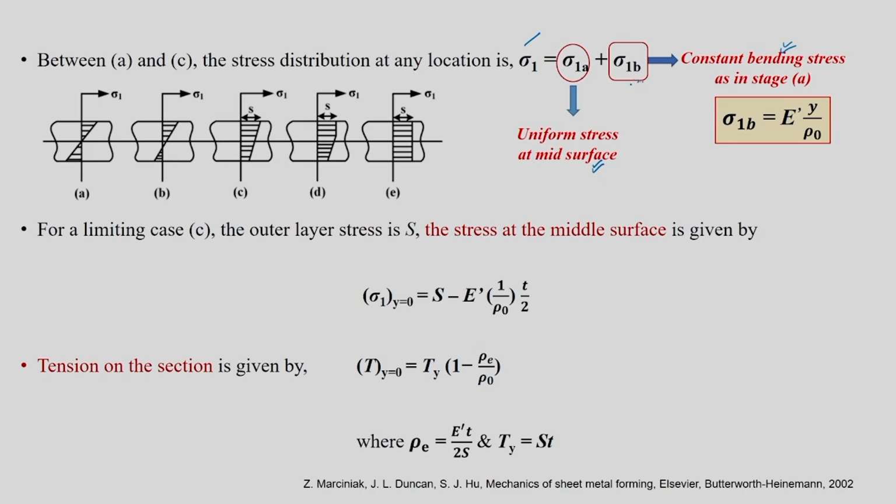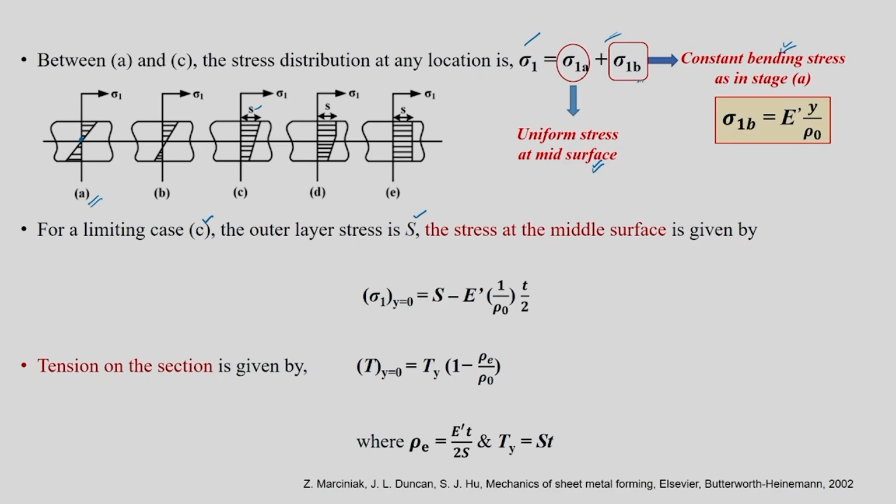So in this case you will see that in the A part, of course, sigma 1A will not be there, sigma 1B will be there, so that is why it is actually 0 at the center. Okay, so now let us go to the limiting case. Now these two are known to us. For a limiting case C, why is C a limiting case? Because it is going to reach S at the upper surface, the outer layer stress is S.